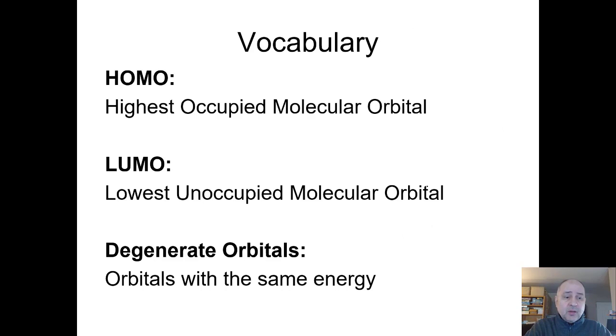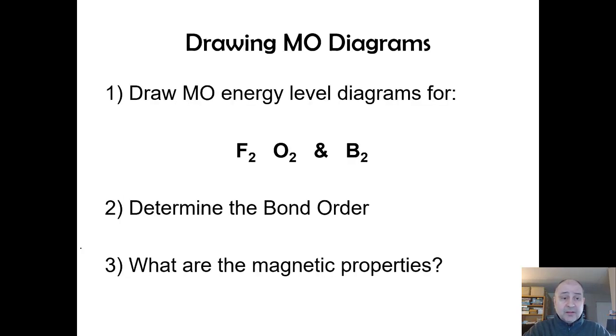This vocabulary slide is just for you to know, so you understand what HOMO and LUMO mean. And then degenerate orbitals: the pi and the pi star of the p component were degenerate. They had the same energy, so pretty simple. Okay, so we are ready to practice.